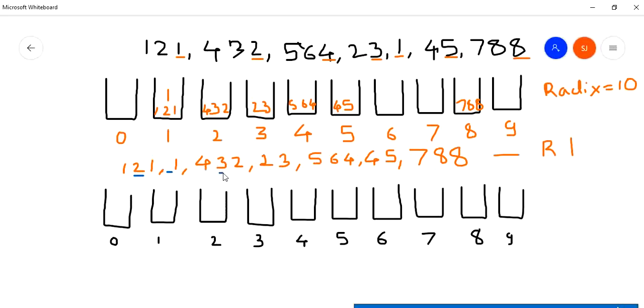Then next is 3, next is 2, then 6. Consider the 10th digit. Then next is 4 and last is 8.